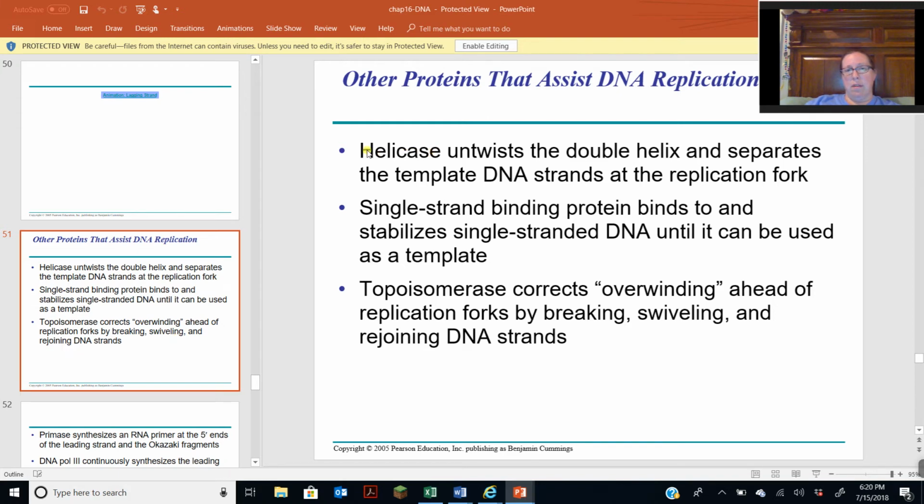Helicase is important because it actually untwists the DNA, or unzips it, as I like to say. Then topoisomerase, which I'm sure I'm butchering the word, helps not over-unwind it. It's curled and you're straightening it out, but you don't want to do it too much because it'll break.